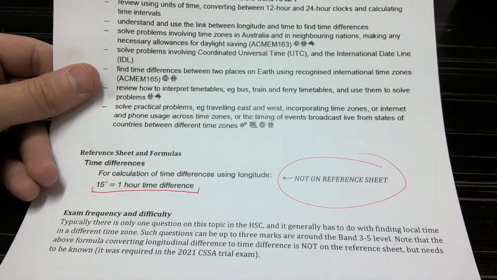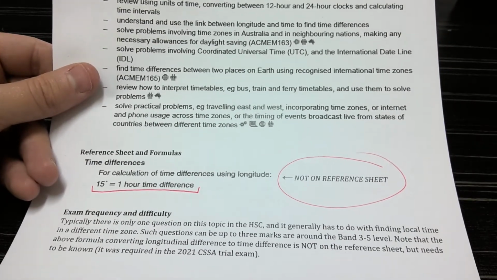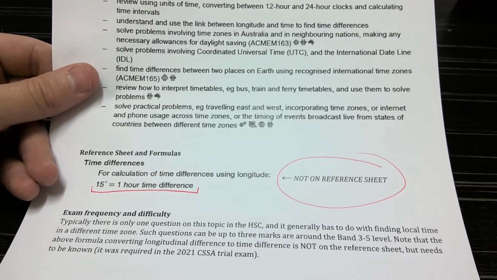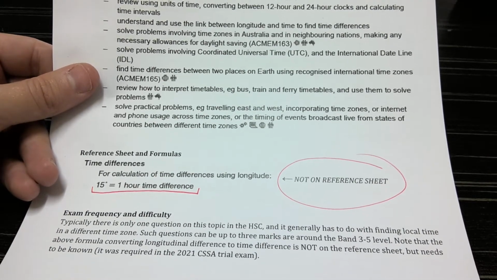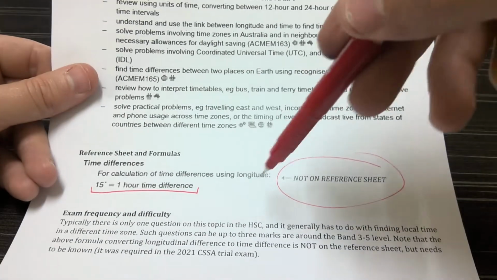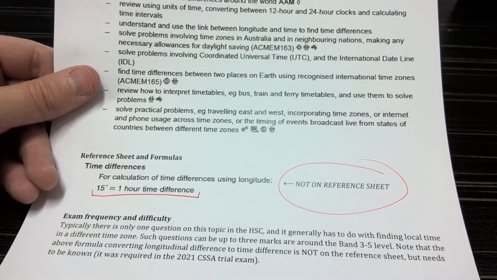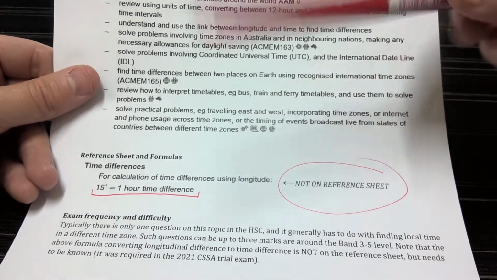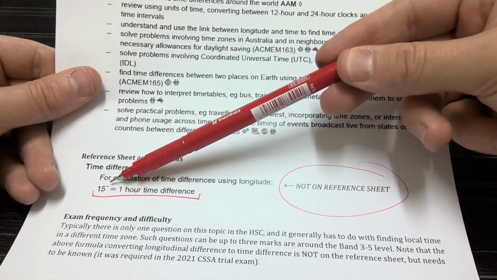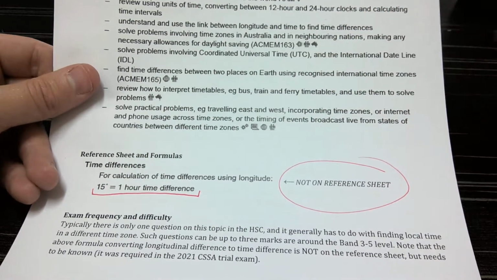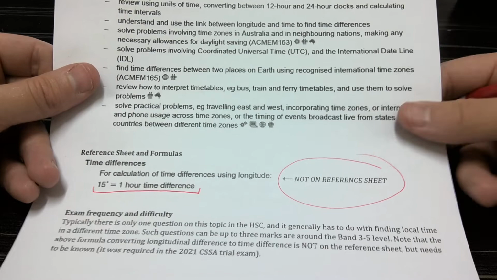My theory is that, as I was saying a second ago, this used to not be in the syllabus, but then they added it a little bit later. And I reckon if it was originally in the syllabus, this would have been on the reference sheet. Who knows, maybe next year it will find its way on the reference sheet. But for now, it's not. So you just need to remember that every 15 degrees of longitudinal difference accounts for 1 hour time difference, which is useful when you're not given the time zones.